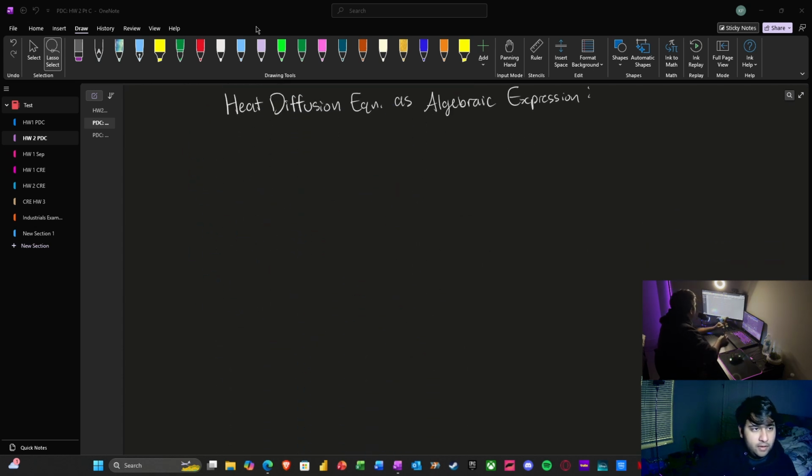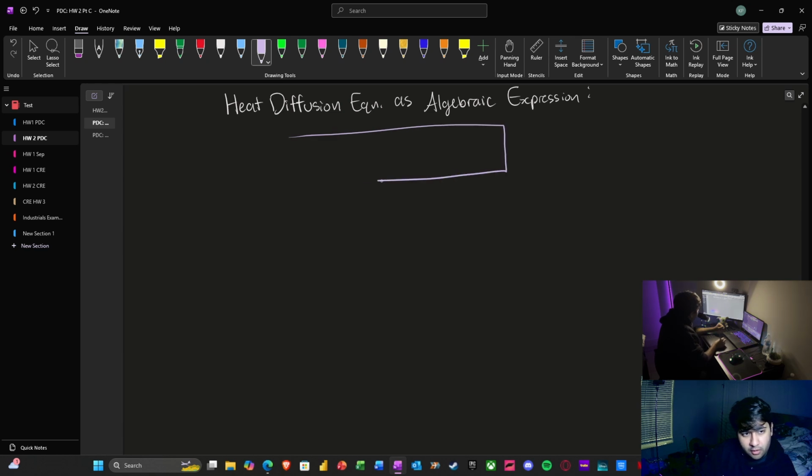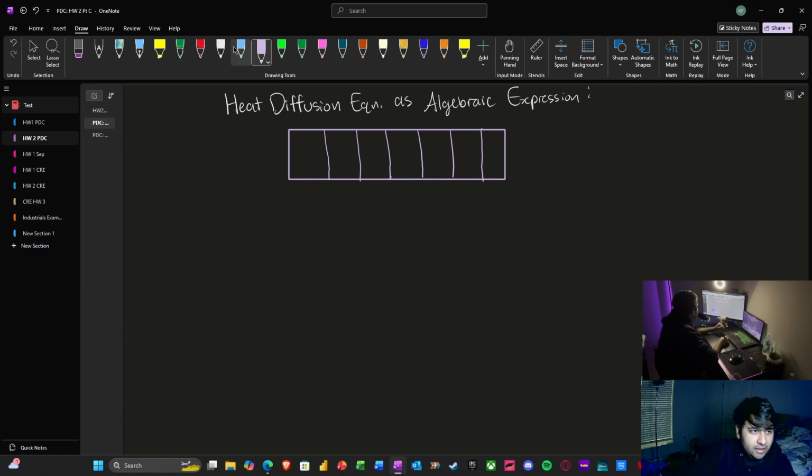So to start off, let me do what I did in the beginning, and let's remake our diagram, and let's break it up into a few more pieces. And let's just go ahead and label them. So I'm going to do this one as I minus 2, I minus 1, I plus 1, and then I plus 2.